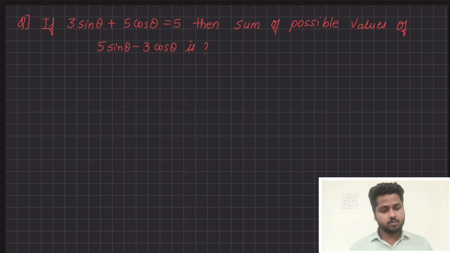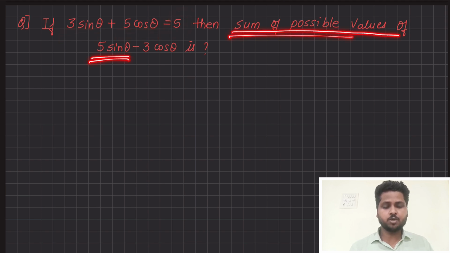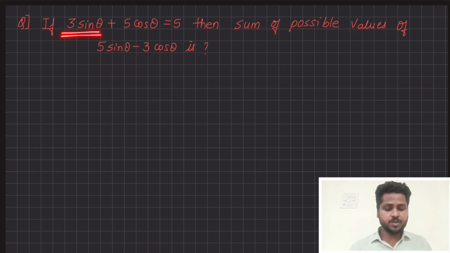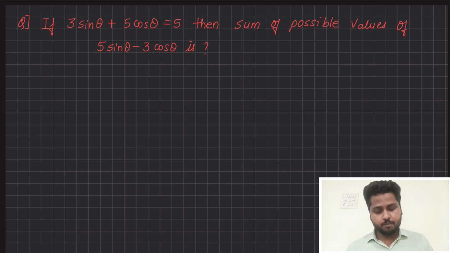So the question is: if 3 times sin theta plus 5 times cos theta is equal to 5, then find the sum of the possible values of 5 sin theta minus 3 cos theta. My dear students, here you can observe that sin theta has coefficient 3 and cos theta has 5, but here the coefficients are interchanged. So that's why I am telling you it is a little important question for JEE Mains. Now here we'll see the solution.